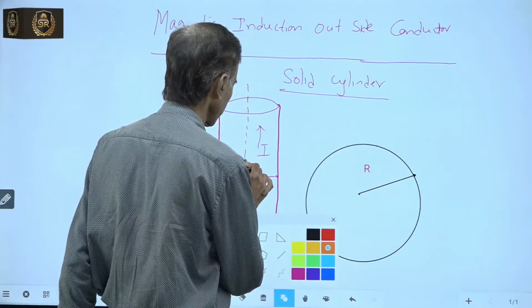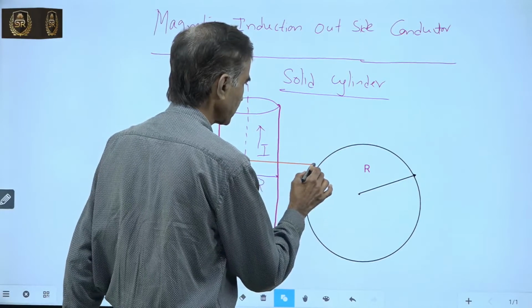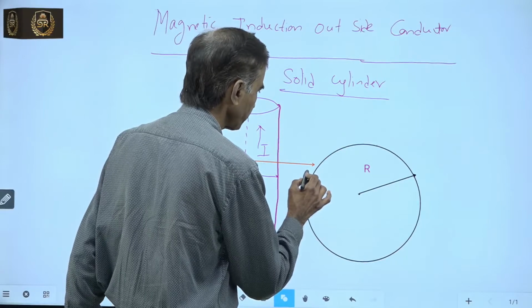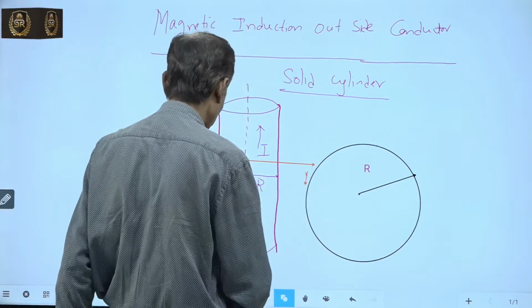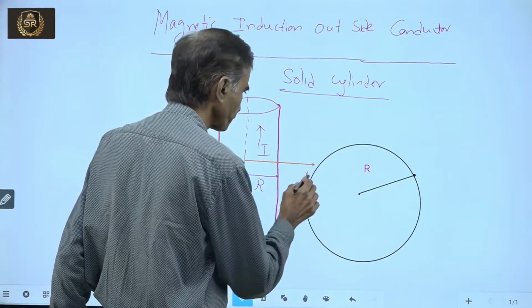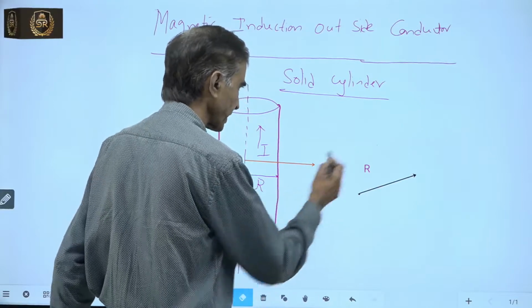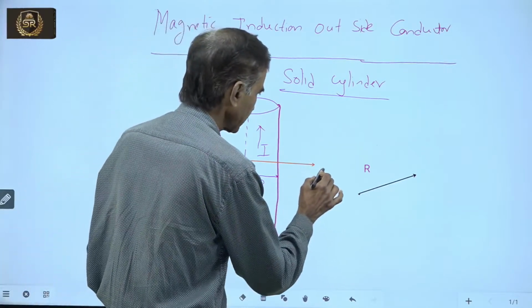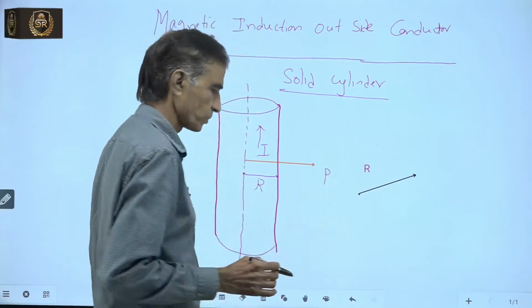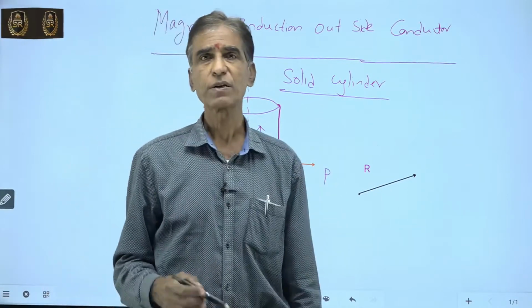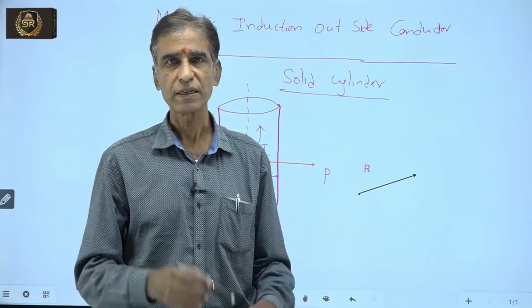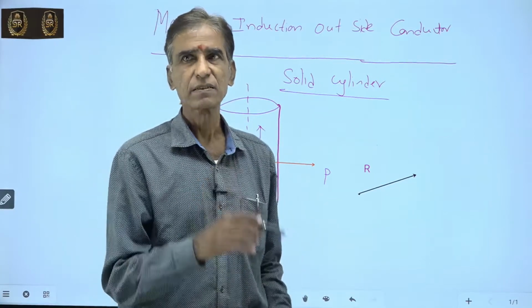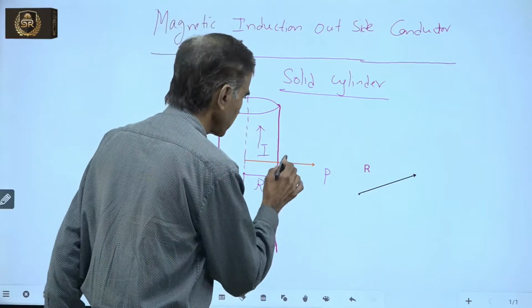Now I want to find the magnetic induction at this point, say P. That point is point P. Right now I want it at this point. Now what is my Amperean loop? What is my convenient Amperean loop? It is a circle. So this is r.